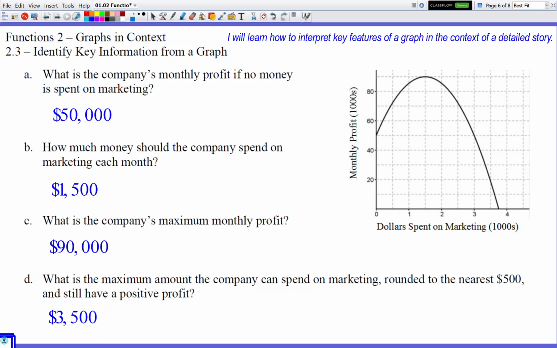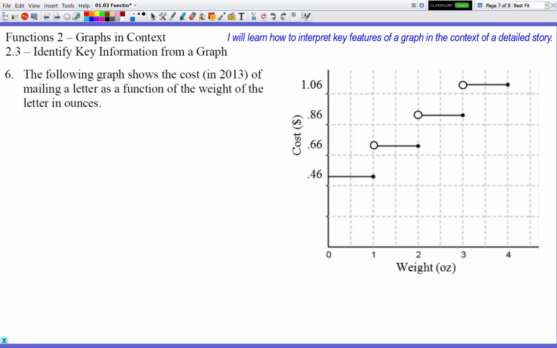Okay, all right, so let's look at the last problem, I think. Okay, number 6. This is a graph. Ooh, this looks kind of strange, with all these circles and these horizontal lines. There's no diagonals at all. There's just circles and horizontal lines. So this is a graph that shows the cost in 2013 of mailing a letter as a function of the weight of the letter in ounces. So if you didn't know, when you mail a letter, you can't just put anything you want in the envelope, super heavy, and expect to pay whatever the postage rate is nowadays. The more weight you have in an envelope, the more money you have to pay. So just keep that in mind.